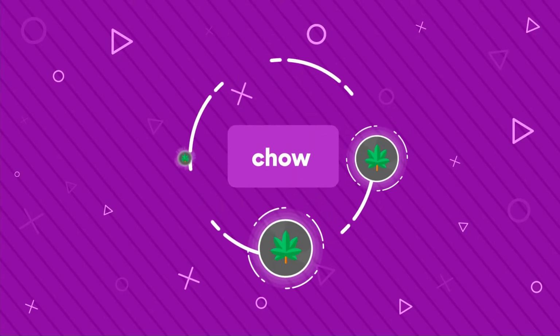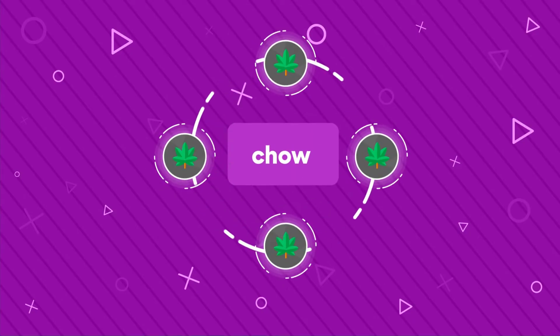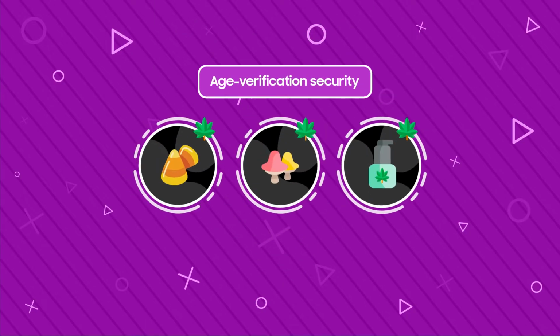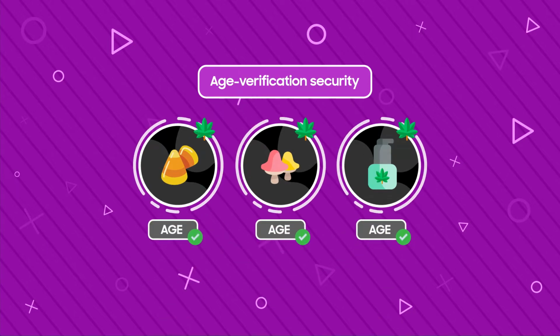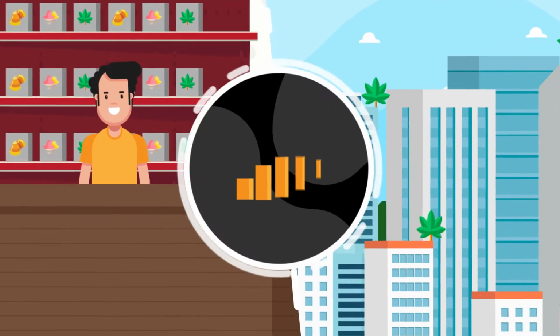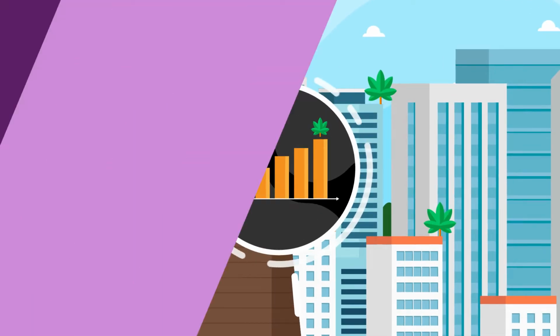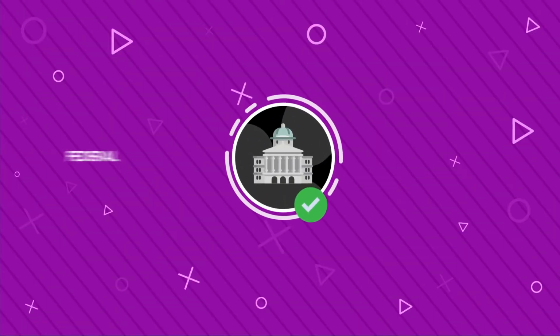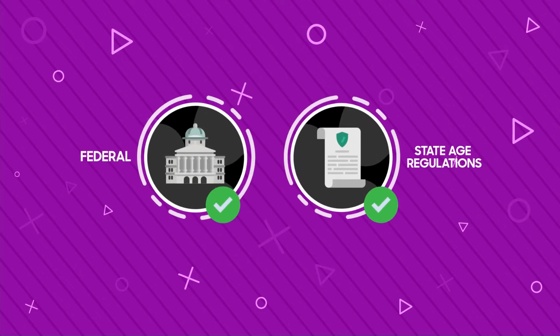At Chow, we are committed to leading the CBD industry with online age verification security for restricted products. On Chow's marketplace, store owners and retailers can now tap into the billion-dollar CBD industry and ensure compliance with any unforeseen federal and state age regulations.